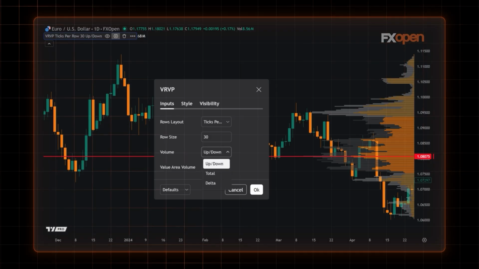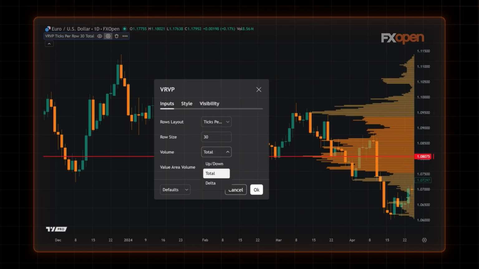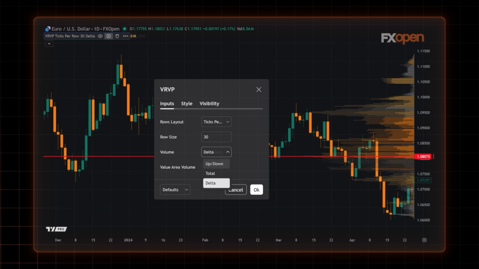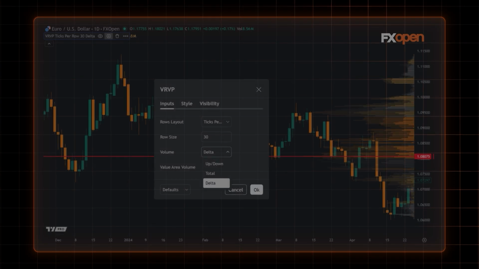Also, you can change the volume type: total, buy, sell, or delta. Total volume shows the overall traded volume per price level. This is the most commonly used. Buy-sell split separates buying and selling volume, but usually requires access to advanced data. Delta volume shows the difference between buyers and sellers, giving you a sense of pressure.